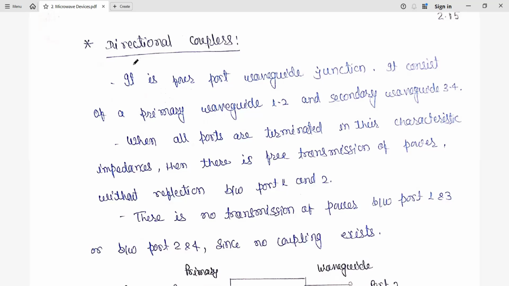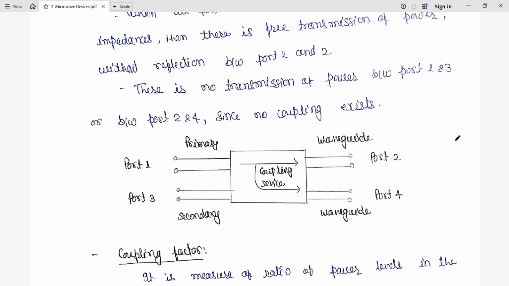For the directional coupler we are going to consider, it has two waveguides. One is the primary waveguide, another is the secondary waveguide. The primary waveguide is connected to ports 1 and 2, whereas the secondary waveguide is connected to ports 3 and 4. We expect that all ports are terminated with characteristic impedance so that reflection will not occur. Between ports 1 and 2 we have proper transmission when there is no reflection. And there will be no transmission between port 1 and port 3, the odd-numbered ports, and port 2 and 4, the even-numbered ports.